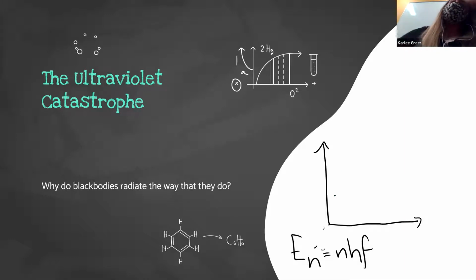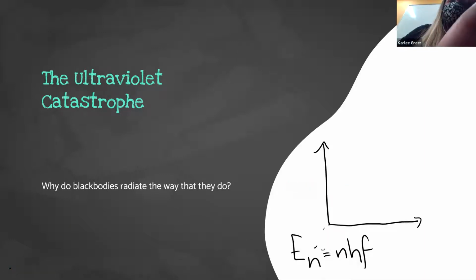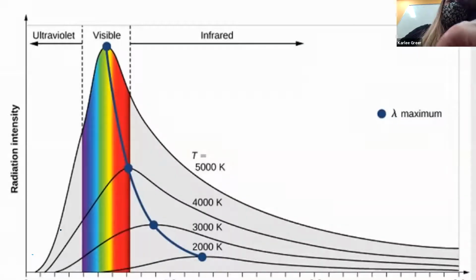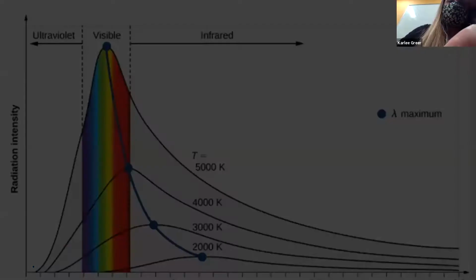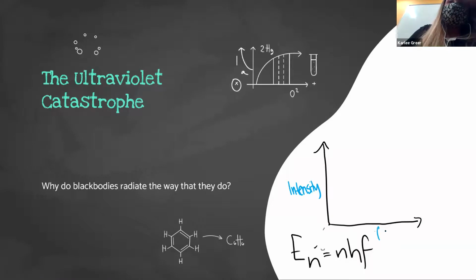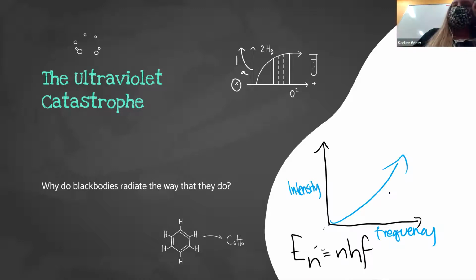Because the relationship in classical physics, if this is the intensity, and this is, I think, frequency, classical physics had it going like that, but in reality, it went like that. And so they were asking, why is it like that in real life?